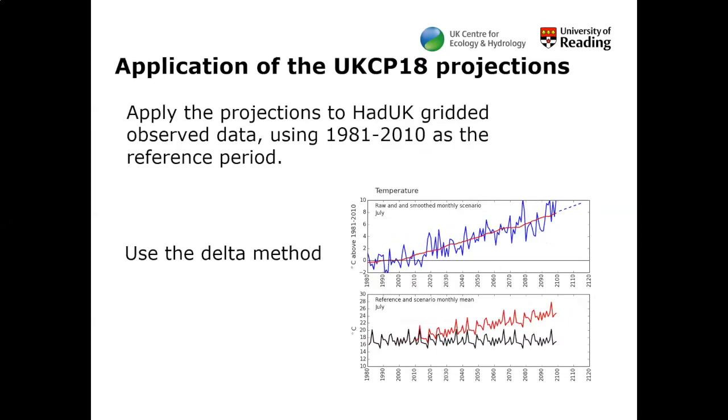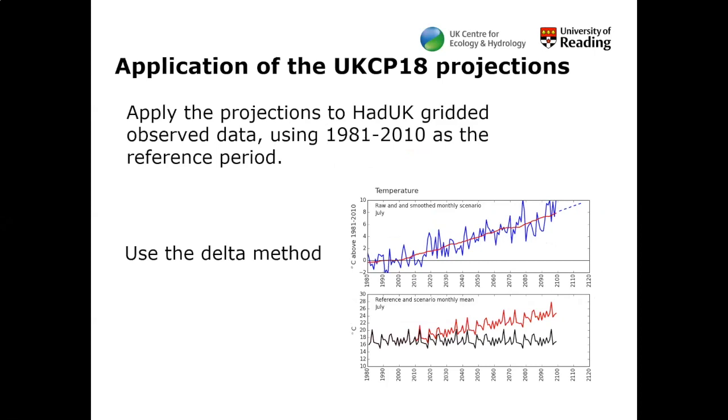When we applied our UKCP18 projections, we used a relatively straightforward approach. We applied all the projections using the UK gridded observed data, and we applied these projections using the Delta method. So we've got 1981 to 2010 as our reference period describing the current climate, and essentially we just calculated changes and applied them to observed data using the Delta method. And this is illustrated in the figures on the bottom panel.